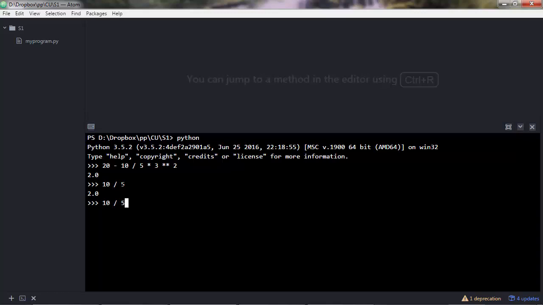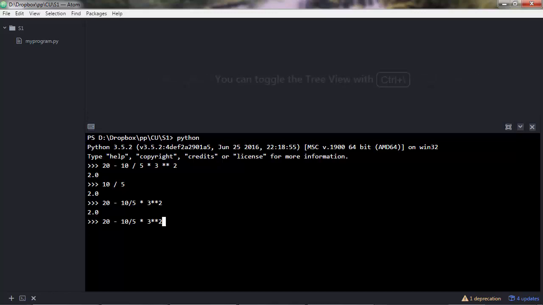Now, to make your expressions look better, you'd want to remove the spaces for the power operator, and also you do like that. So now you can read it better. So 2 times 9 and then 20 minus 18 and so on. You get the idea. You get 2.0 again.